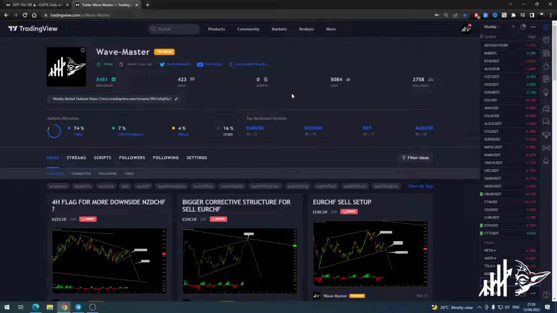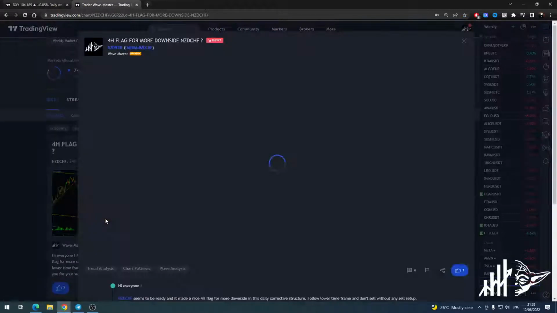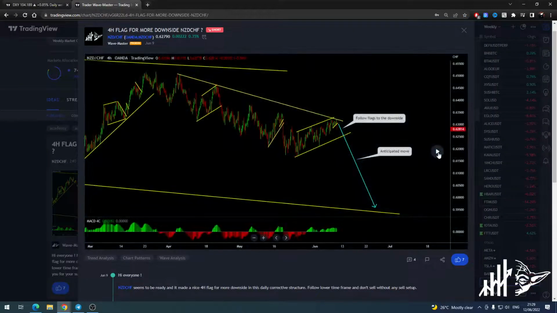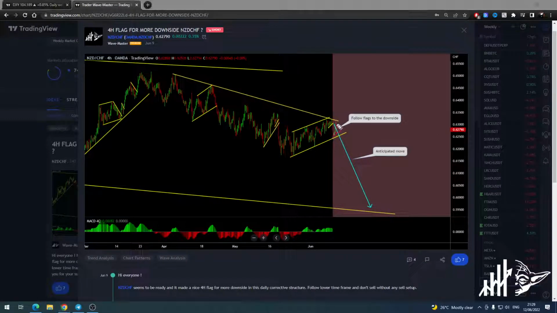Okay, so let's go. I've been posting there a lot. So, for our flag from the downside on New Zealand chief, New Zealand chief is trying to go lower. I still think that we will go down in the upcoming week, so I will be watching and following these flags to the downside. Of course you'll have to do the same. Just find the proper setup, follow the chart, and go to the downside.